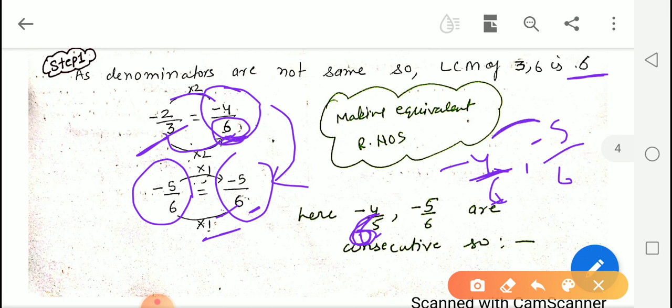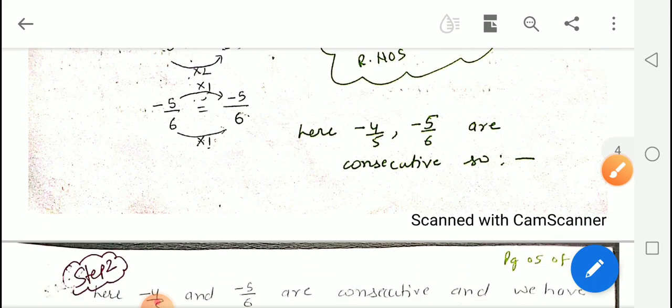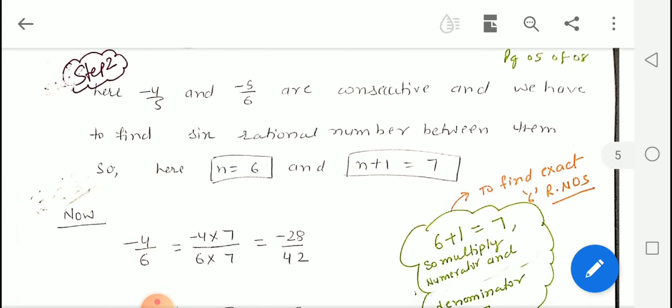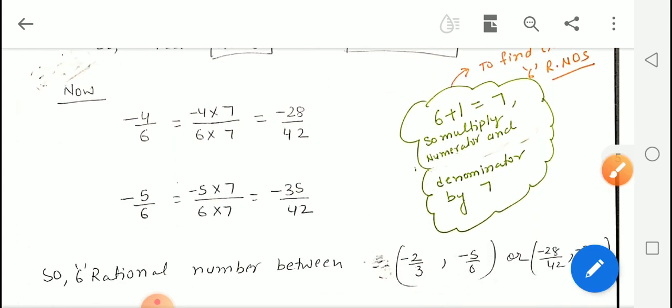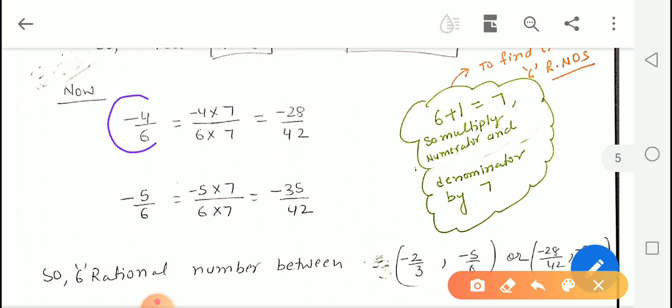Now what we will do in this case when the consecutive numbers are there, after finding out the equivalent rational number? We have to multiply this with some number. How? See, we have to find out the 6 rational numbers in between them. So n is 6 and n plus 1 is 7. For finding out the exact 6 numbers between negative 4 by 6 and negative 5 by 6, we will do 6 plus 1 is equal to 7.